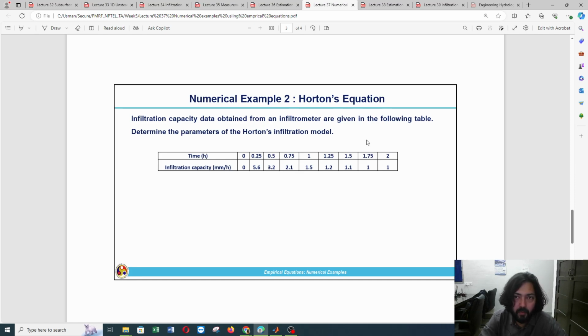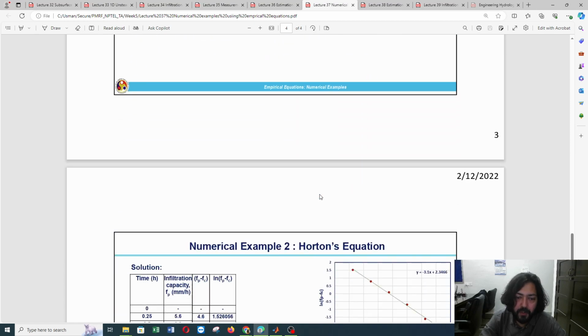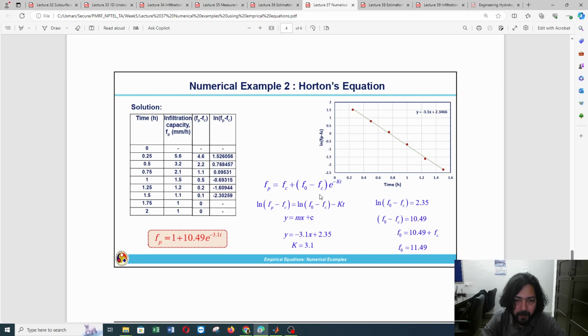The first thing is, what is the value of initial infiltration, that is f0, at the beginning of infiltration, and what is the value of fc, that is constant infiltration. If you look at the later stage, the constant value is 1. So fc is 1 and f0 is 0, right? And that's the initial value. So if you look at this, at time, the initial value was 0.